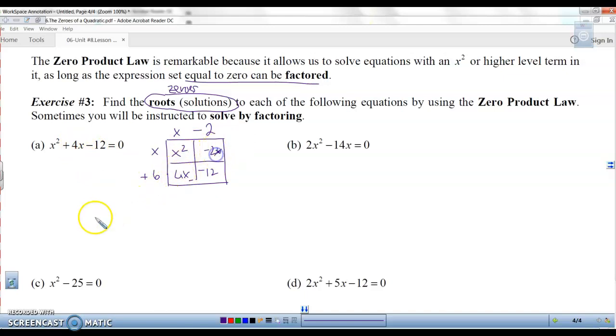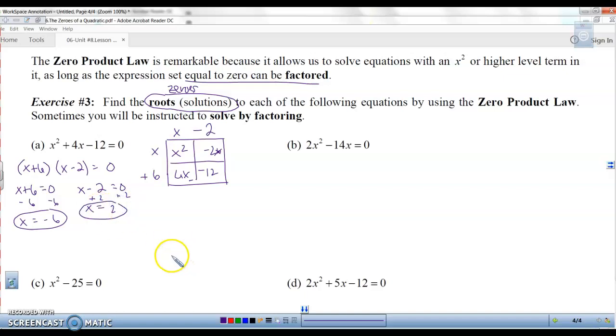That's an x. So my two bubbles are going to be x plus 6, x minus 2 is equal to 0. Okay, don't skip this step. Set each bubble equal to 0, and solve for x. And x is going to equal negative 6. And x, add 2, x is going to equal 2. So there's my two bubbles.